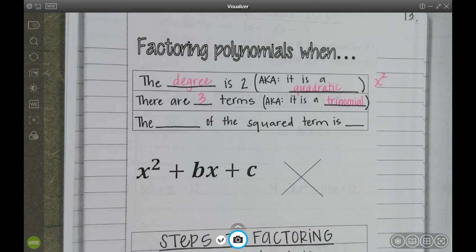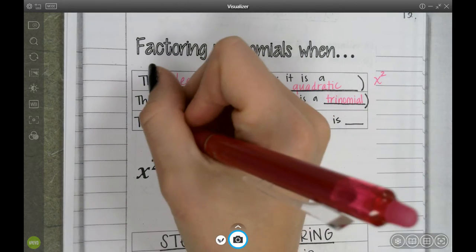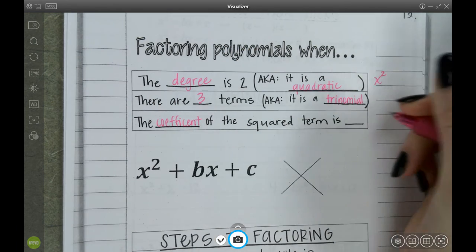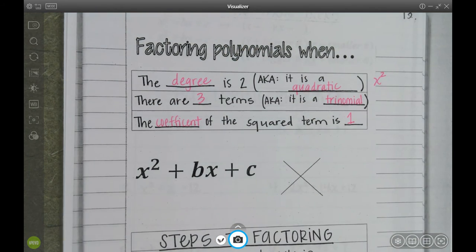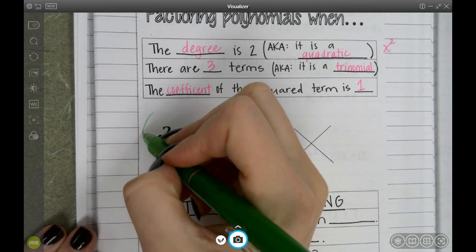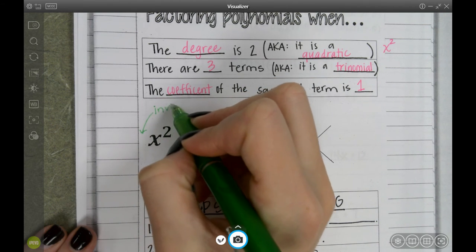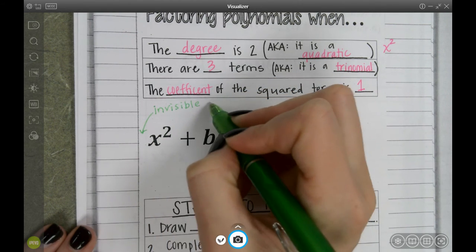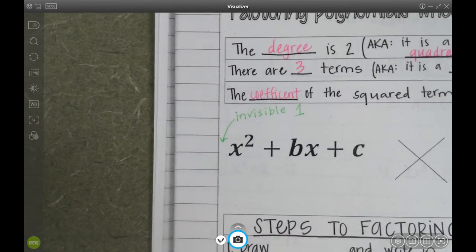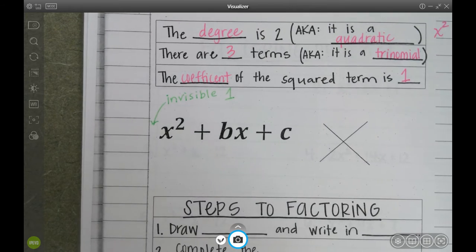And then this method I'm teaching you only works when the coefficient, or the number in front of the squared term, is 1. Okay, so right here in front of this x squared, there's an invisible 1. You know it's there. You just might not always remember it.